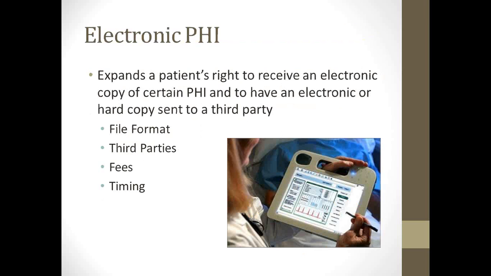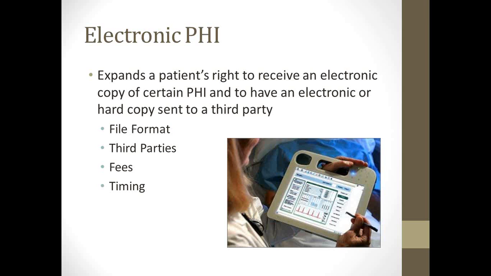Now, within electronic protected health information, the Omnibus rule also revises the section of the privacy rule pertaining to an individual's right to access his or her protected health information that is maintained in a designated record set. The HITECH Act establishes that individuals have the right to obtain a copy of their protected health information in an electronic format where it is maintained in an electronic health record.